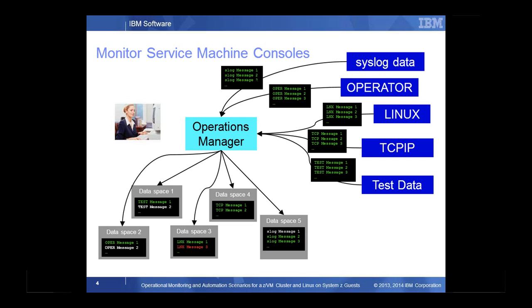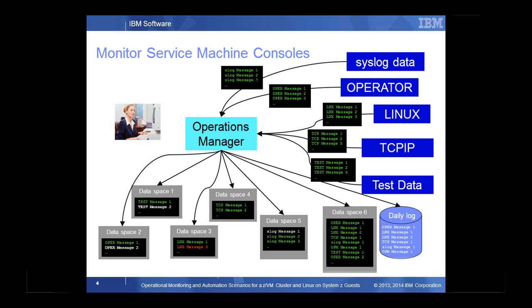In addition to putting the messages in these data spaces, we're also consolidating all of them and putting them into what we call the daily log. That file exists on disk, so you have a consolidated view, sort of an audit point, if you will, of everything that was happening on the system, and that's safely on disk rather than in spool. That data is also put into its own data space so that you can view it live.